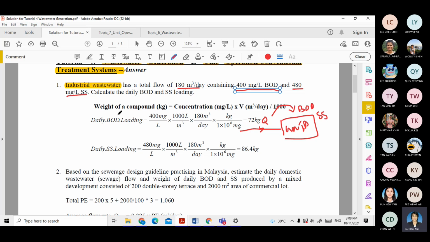So we don't look at the solution yet. Let's focus on the question here. If you know the concentration of BOD, it means 1 liter of wastewater contains 400 milligram BOD. And now the daily wastewater is 180 meter cube. If this volume is multiplied with the concentration, this is the amount of BOD in one whole day, which is the daily BOD loading. It's very simple, just multiply these two. But the only thing you have to take note of is the unit conversion, because this volume is in meter cube, but this one is in liter.